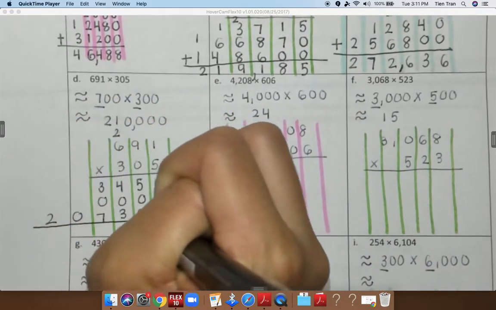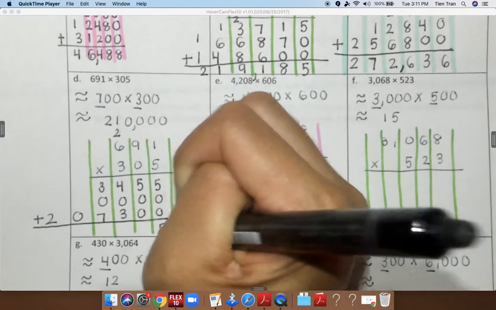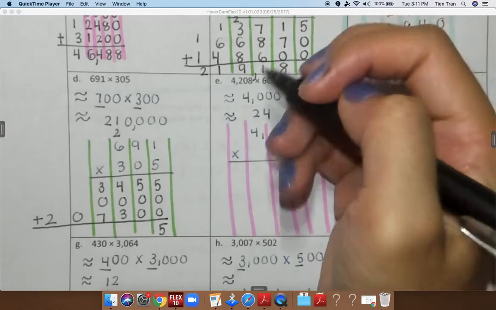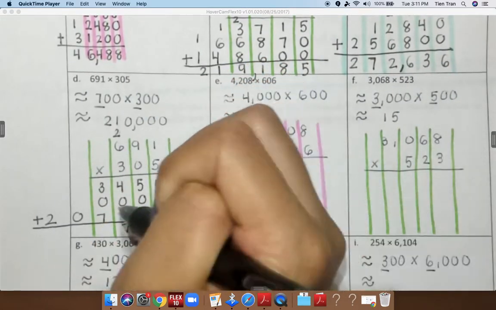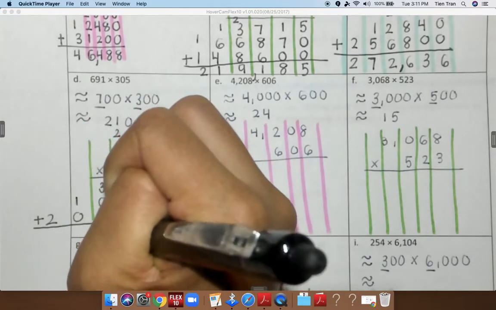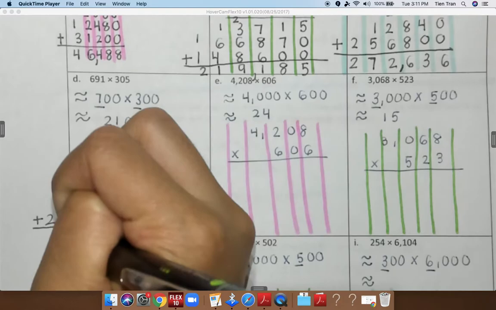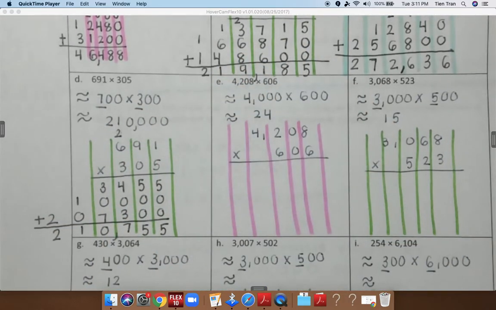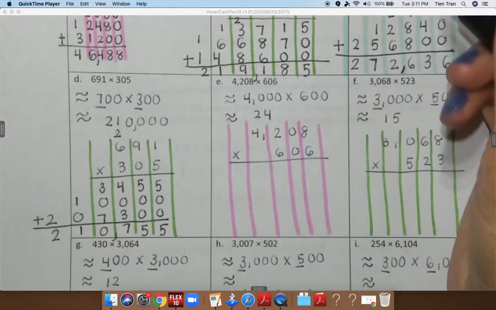I'm going to add all of my numbers together. I'm going to add 5 plus 0 is equal to 5. And same thing but the next row. 4 plus 3 is equal to 7. 7 plus 3 is equal to 10. Carry the 1, bring down the 0. 1 plus 0 is equal to 1, and bring down my 2. So what I have here is 210,755. Now for the next problem, I'm going to do the same thing.